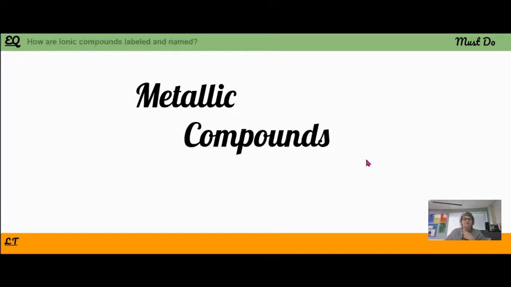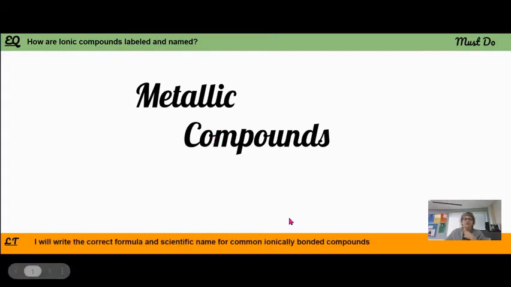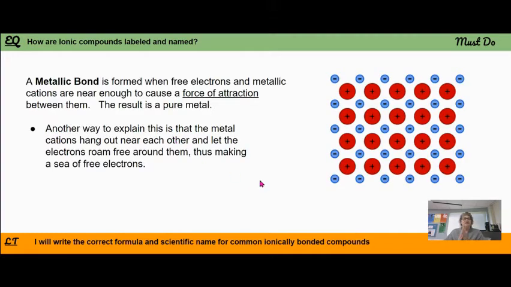Okay. So how are ionic compounds labeled and named? We've already done that. So this would be how are metallic compounds created, and then being able to identify metallic compounds. Okay, so a metallic bond is formed when free electrons and metallic cations are near enough to cause a force of attraction between them.